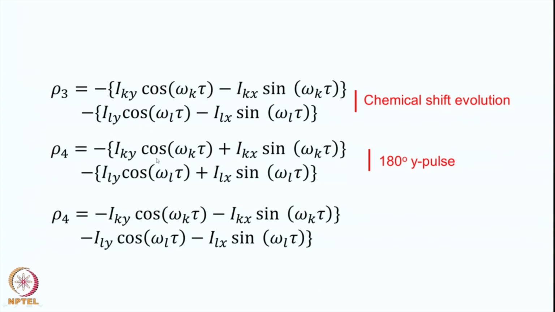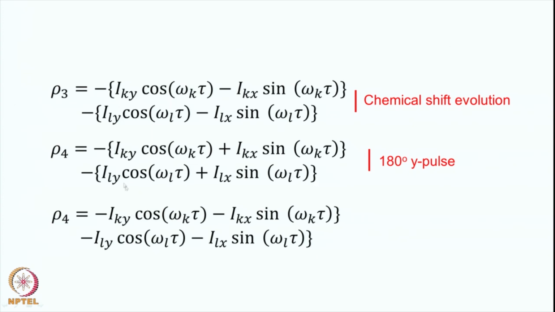Now, the difference comes. We are now applying a pulse along the y axis and not along the x axis. So what does it do? If it is along the y axis, this term does not change, it is invariant, so this remains as IKY, whereas this one goes from IKX to minus IKX, and therefore this becomes plus IKX sin omega k tau. Similarly, minus ILY cosine omega L tau stays, and this becomes plus ILX sin omega L tau.